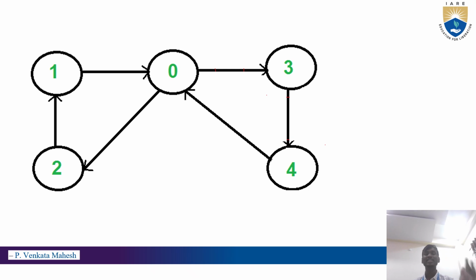In the example we can see that every edge has a particular direction. If direction is not mentioned, it is going to be an undirected graph, but here we have specified a particular direction, so it is called a directed graph, and this is an example of a directed graph.